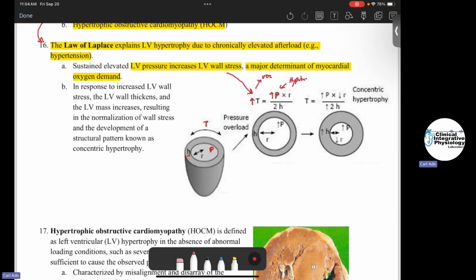The way to normalize this is to increase the thickness, which is my variable H here. So if the heart increases its thickness when there's this increased pressure, that cancels this out and brings our tension back down to normal.